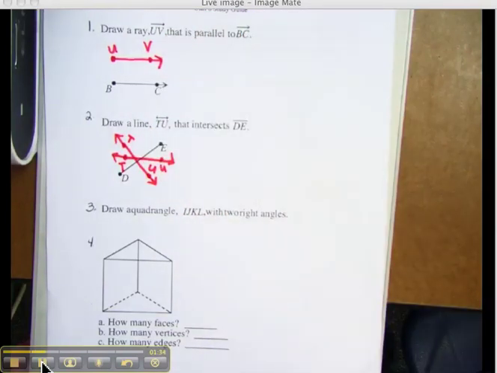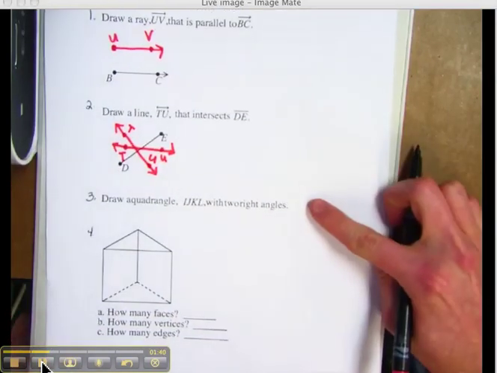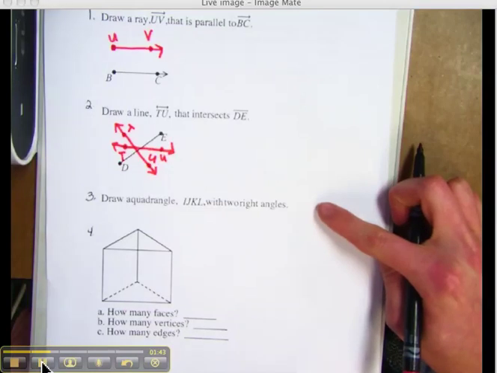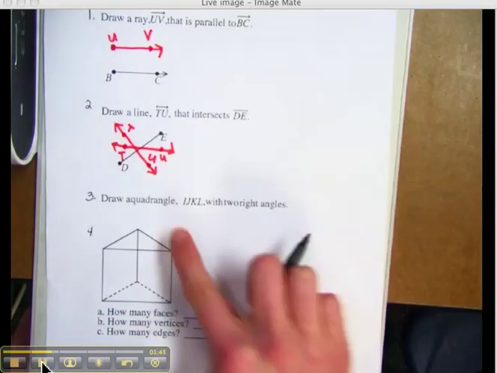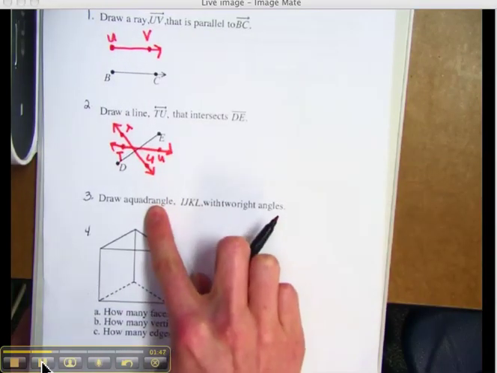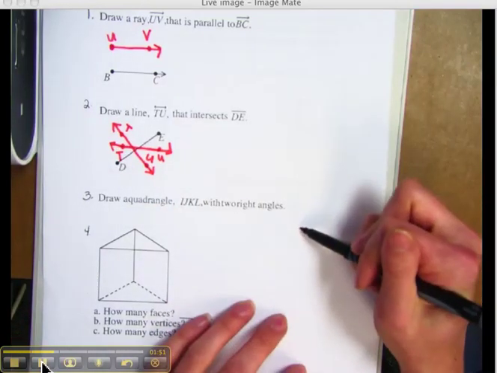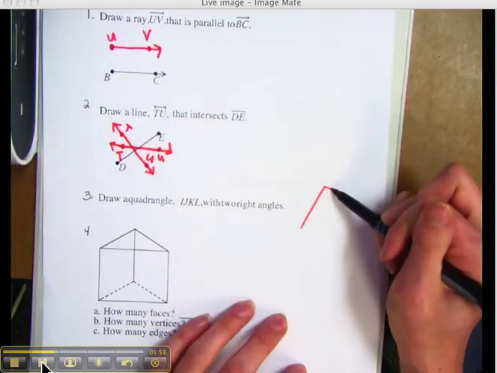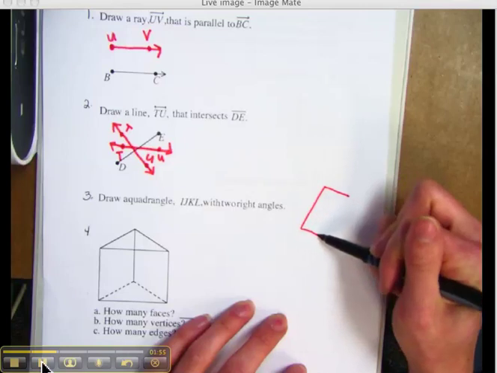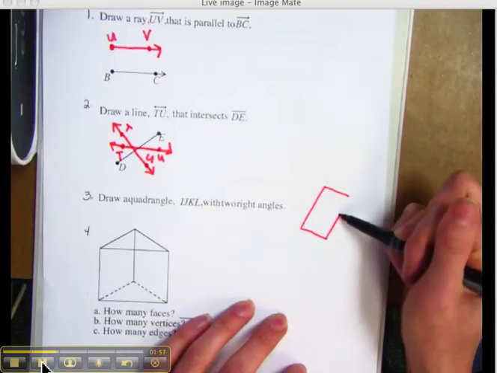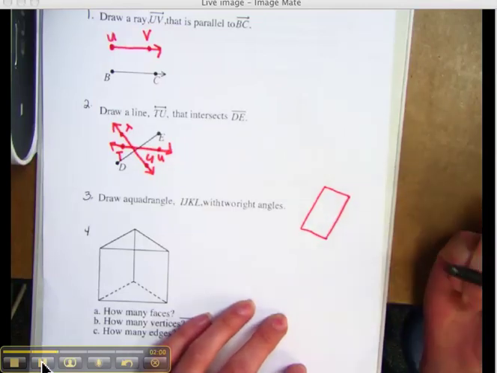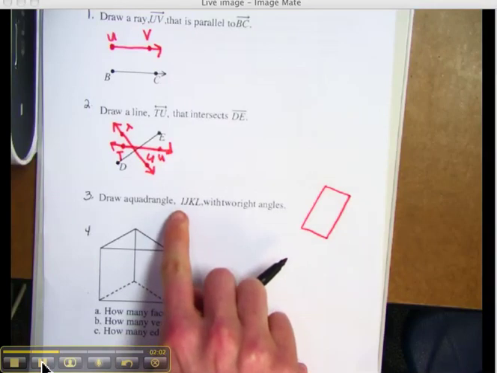Number 3, draw a quadrangle IJKL with 2 right angles. I remember that a quadrangle has 4 sides. So I'm going to draw my 4-sided figure. I'm going to label my quadrangle IJKL.